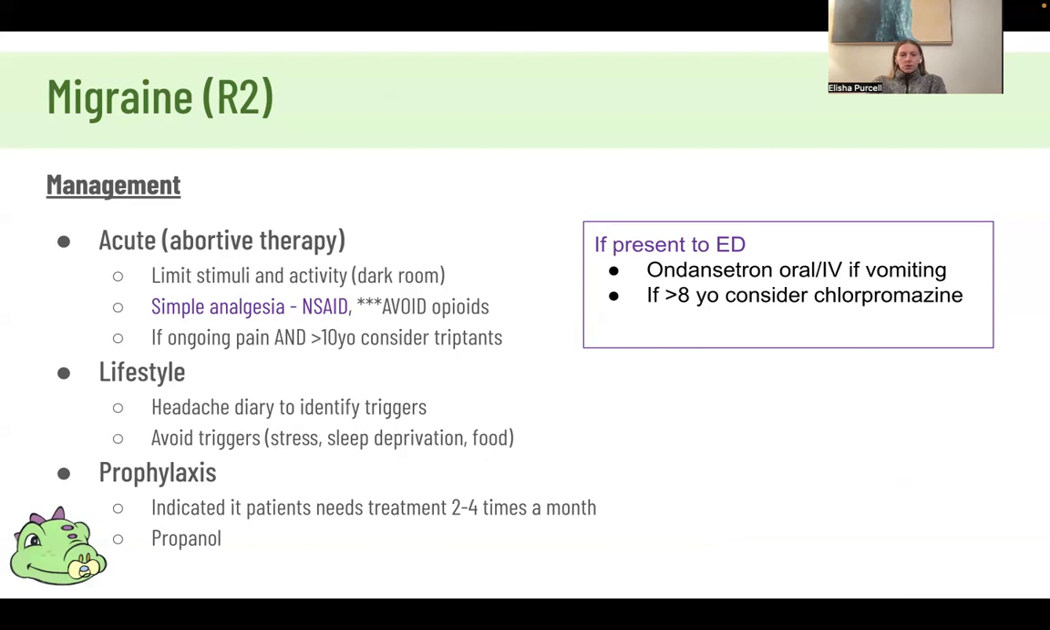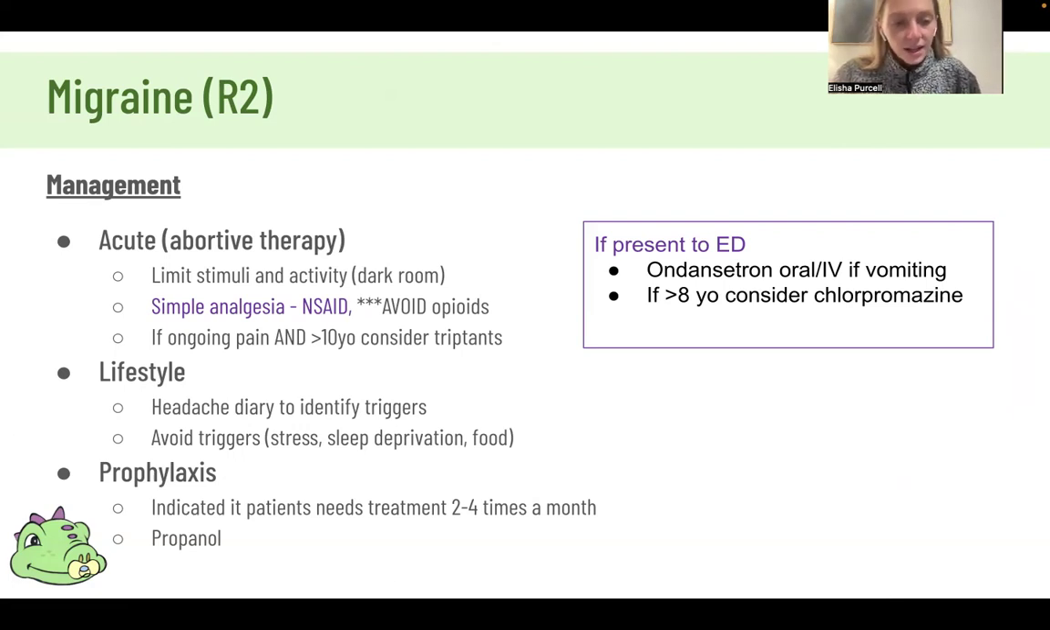Avoiding opioids is important. And then if they have ongoing pain and they're greater than 10 years old, then you can consider a triptan. If they present in an ED setting, you can consider starting ondansetron if they're vomiting, as well as, if they're greater than 8 years old, you can consider chlorpromazine. So that's your acute setting.